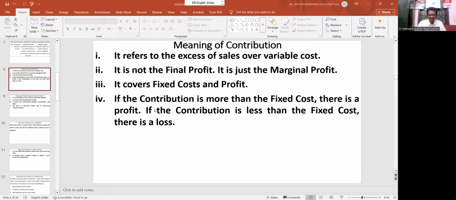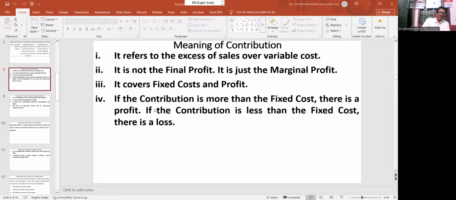Hi viewers, in this video we are going to discuss the further aspects of marginal costing. First, we are going to discuss what is contribution, what is profit volume ratio, what is margin of safety, what is break even point, what are limiting factors. In addition to that, we are going to discuss certain formulas applicable for marginal costing.